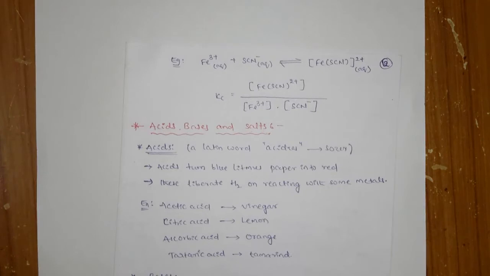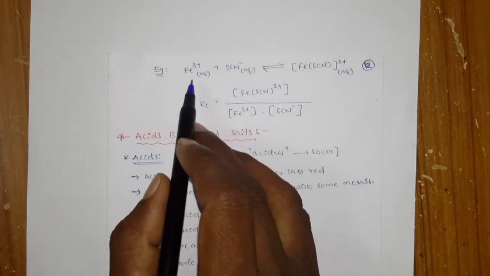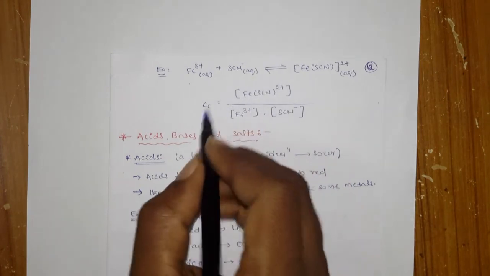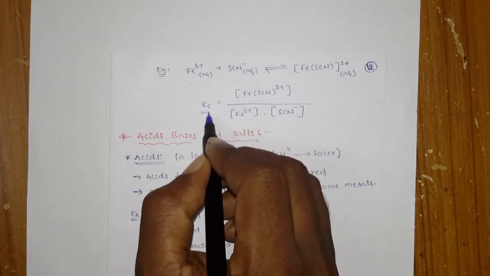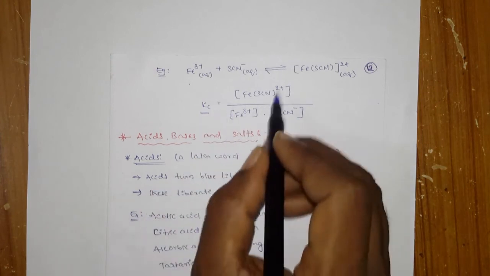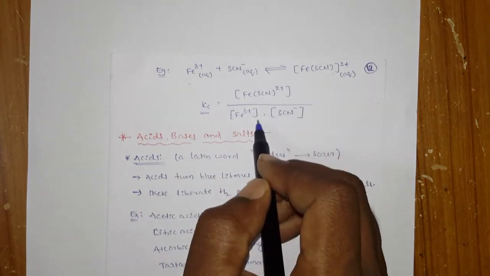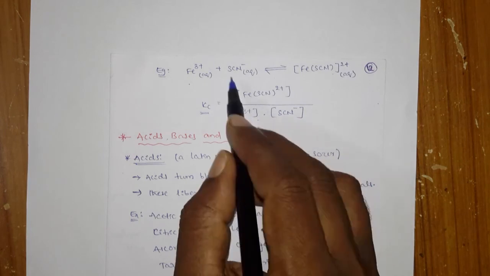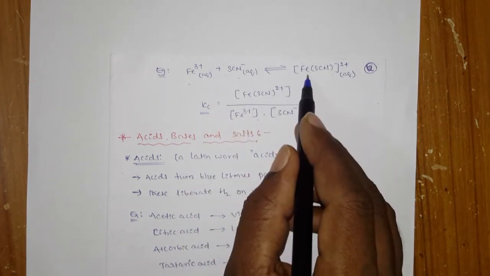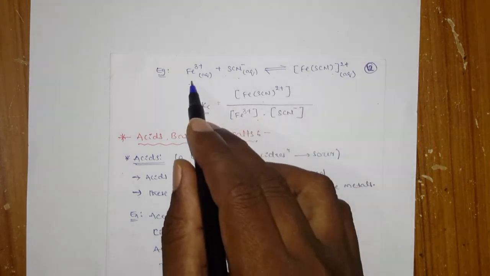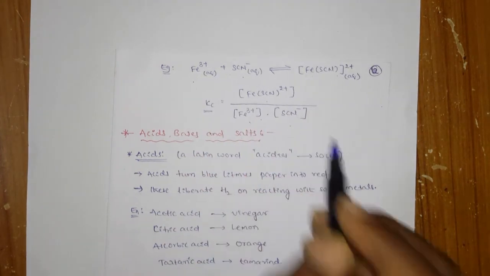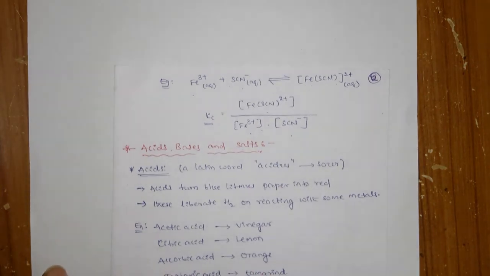Now go back to the previous example that we have discussed. For this, how can you measure the ionic equilibrium constant? Very simple: the concentrations of the products divided by the concentrations of the reactants. Here is the product, divided by these two, which are the reactants. So this is the introduction and a little explanation about the ionic equilibrium, what is involved in it, and how you can measure the ionic equilibrium constant.